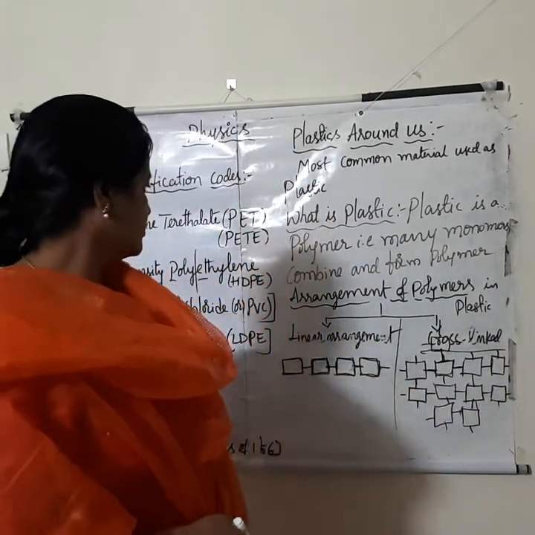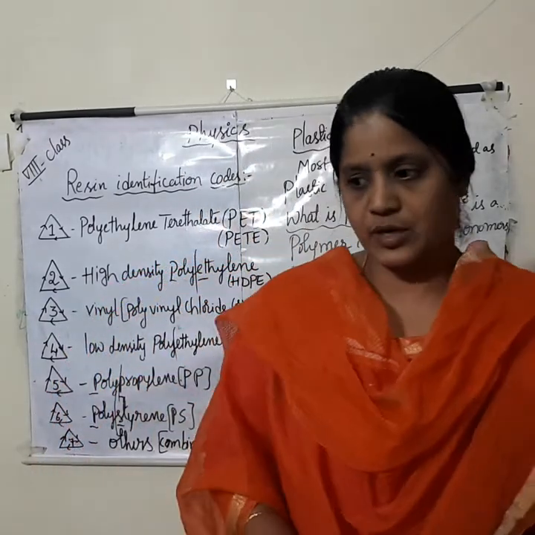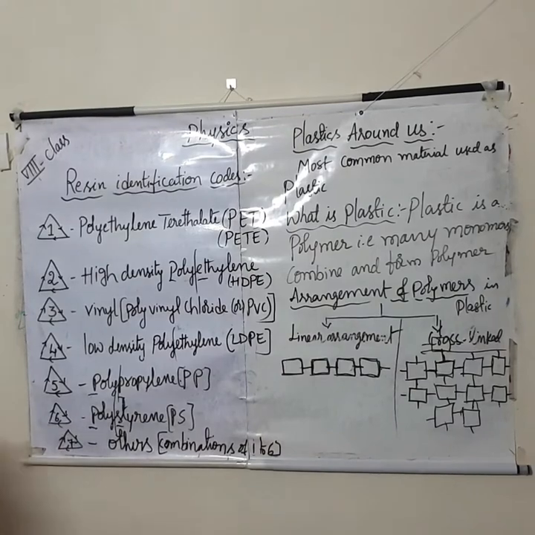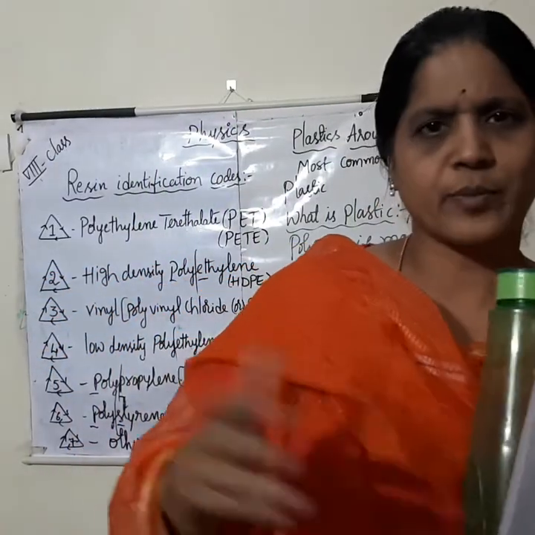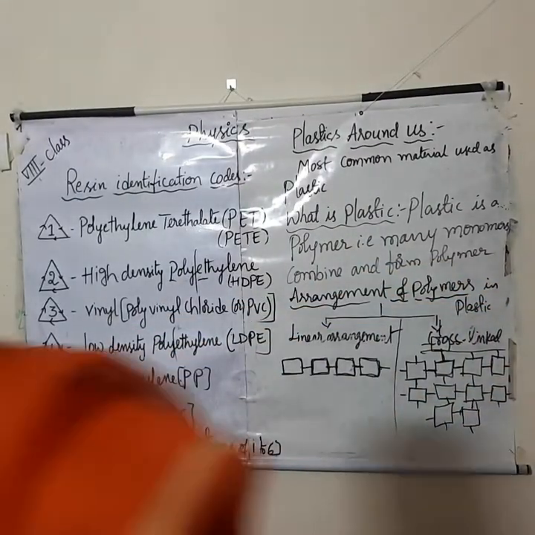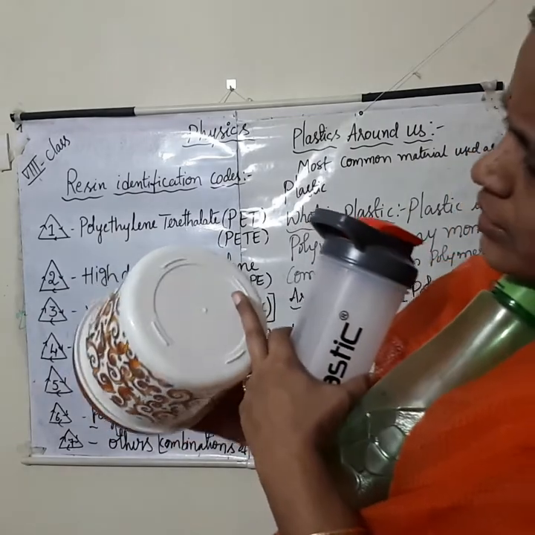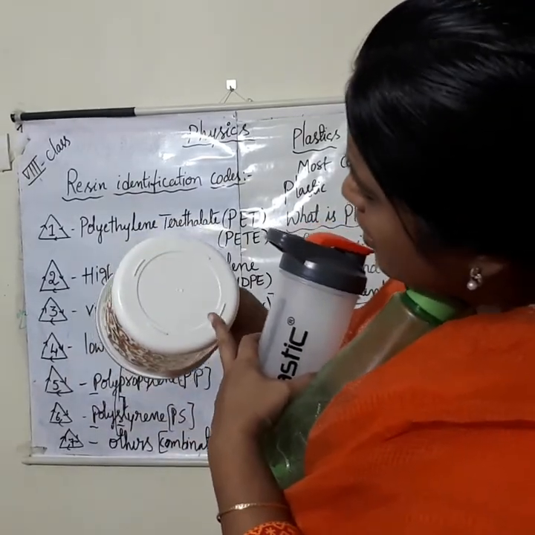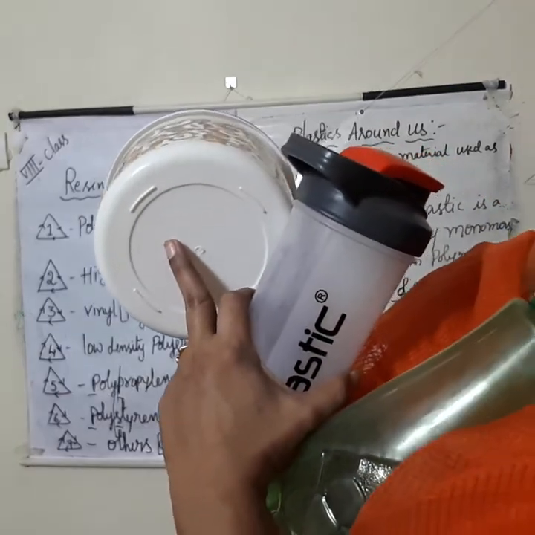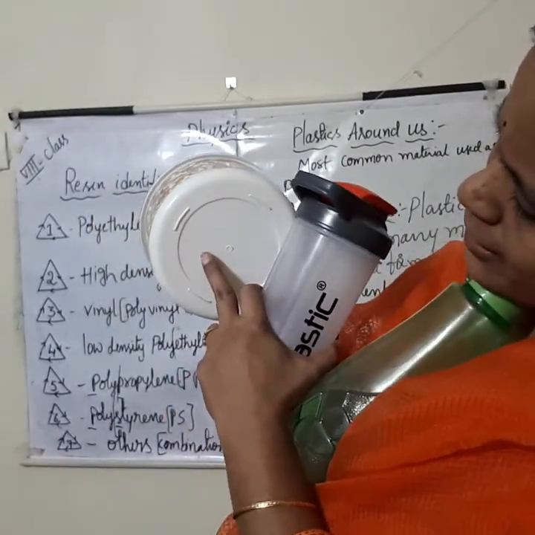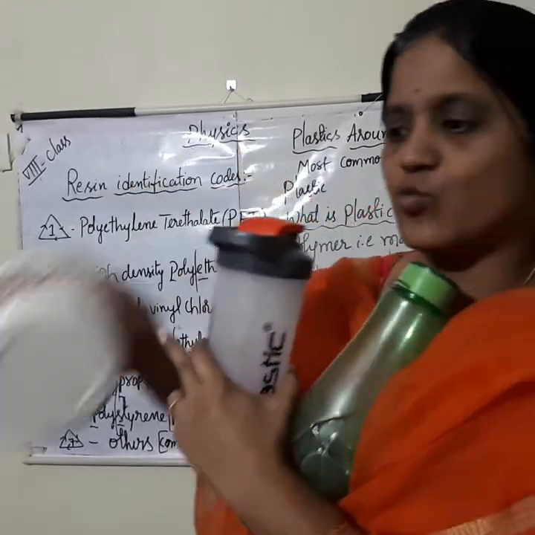Okay, now one more example I'll give you. For example, here I have two bottles. I have so many bottles like this. If you observe here, I can't show, but I'll try. Here, if you observe, it is given as number 1 only. One triangle symbol is given, and in that triangle symbol the number 1 is given.